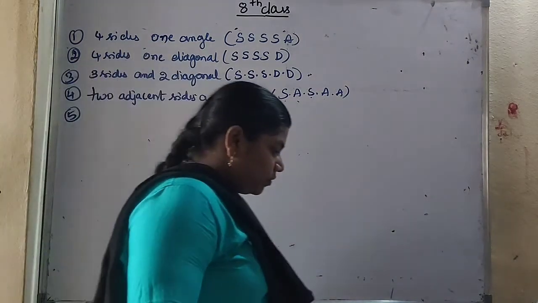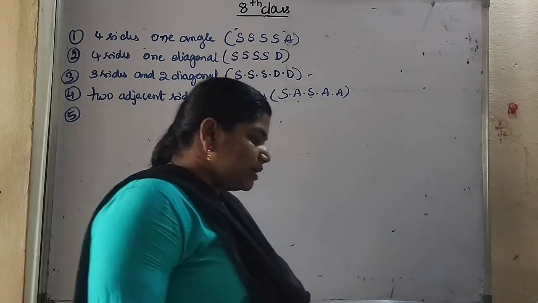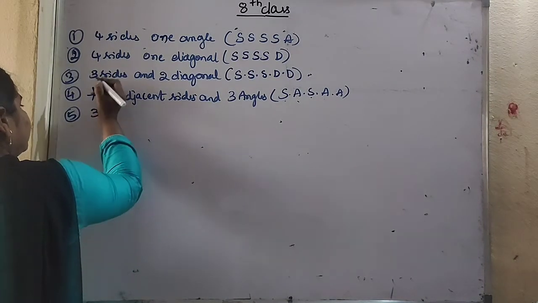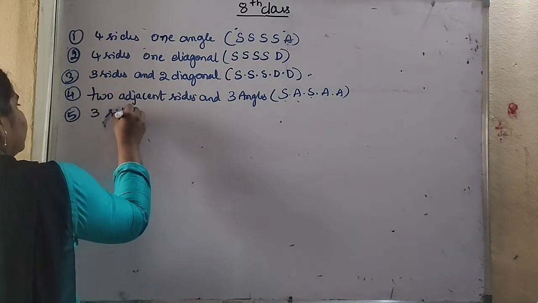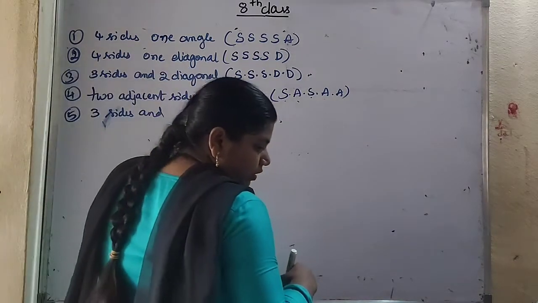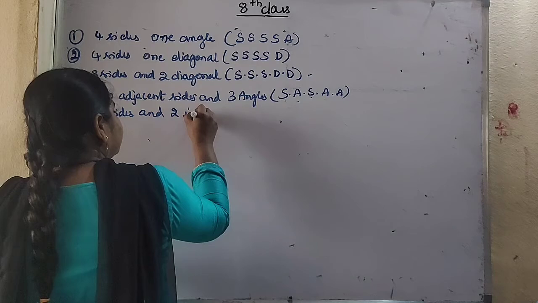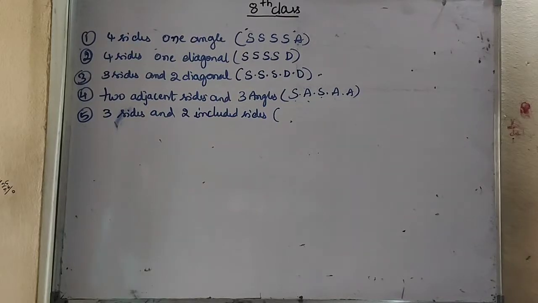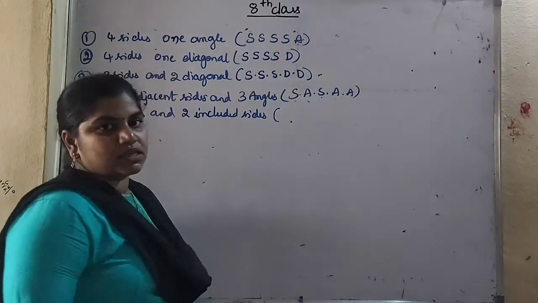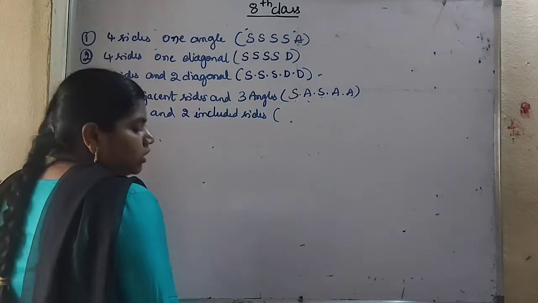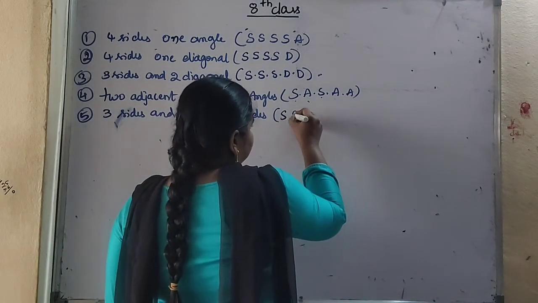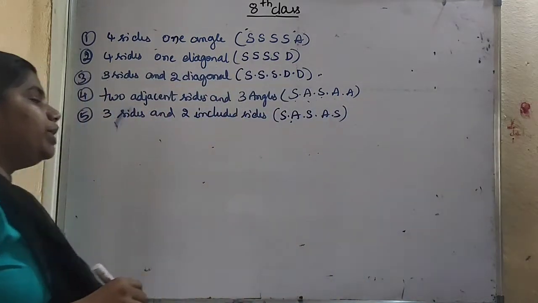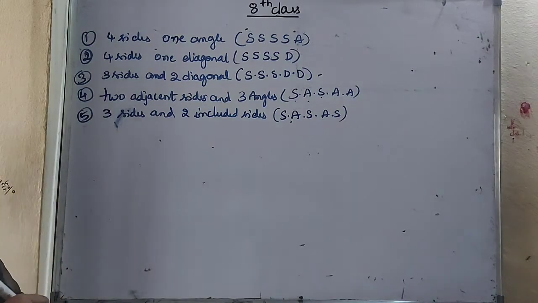Next is the fifth one. When three sides and two included angles are given, a quadrilateral can be formed. How to write that? That is S, A, S, A, S. So when three sides and two included angles are given, a quadrilateral can be formed.